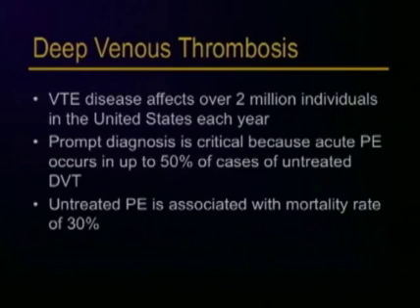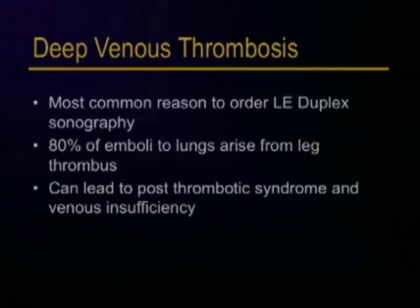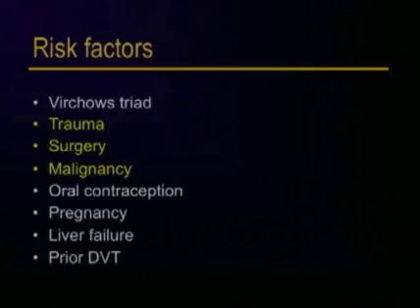A little bit about deep venous thrombosis. It affects over 2 million individuals in the United States each year, and diagnosis is critical because acute pulmonary embolism occurs in up to 50% of cases of untreated DVT. It's also associated with a mortality rate of 30%. Deep venous thrombosis is the most common reason to order lower extremity duplex sonography. 80% of emboli to lungs arise from leg thrombus, and not only that, in those that may or may not have pulmonary embolism, it can lead to post-thrombotic syndrome and venous insufficiency.